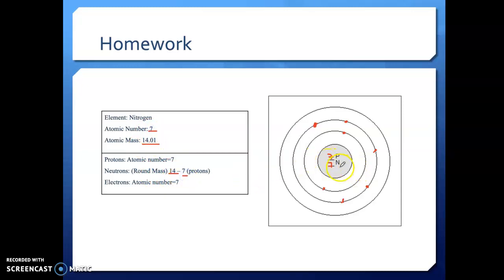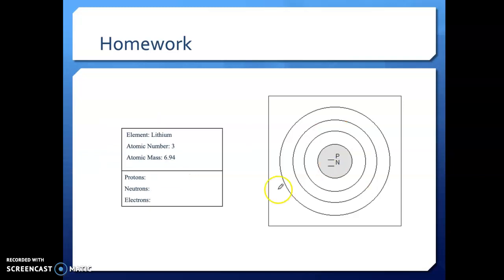So some of these lighter elements have the same number of protons, neutrons, and electrons. And for our case, we're going to assume that every atom is neutral. Okay, so let's go to the next one.